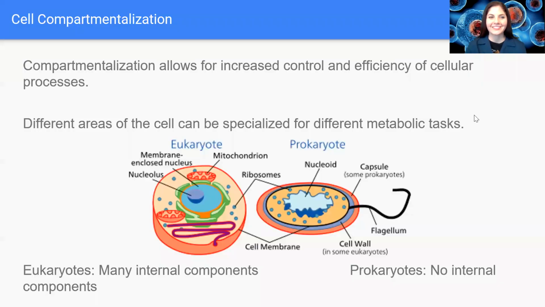Let's get started. So compartmentalization in cells allows for increased control and efficiency of all different types of metabolic processes. So different areas in the cells can be specialized for different metabolic tasks, different processes, and they can all perform different functions that work together to make that cell work efficiently. So compartmentalization occurs in eukaryotic cells because they have so many different internal components. Prokaryotic cells, however, do not have compartmentalization.